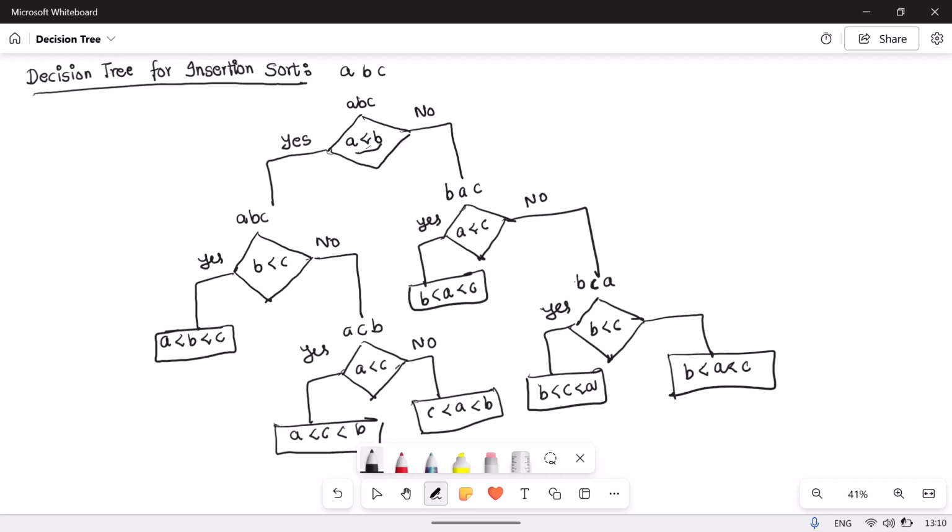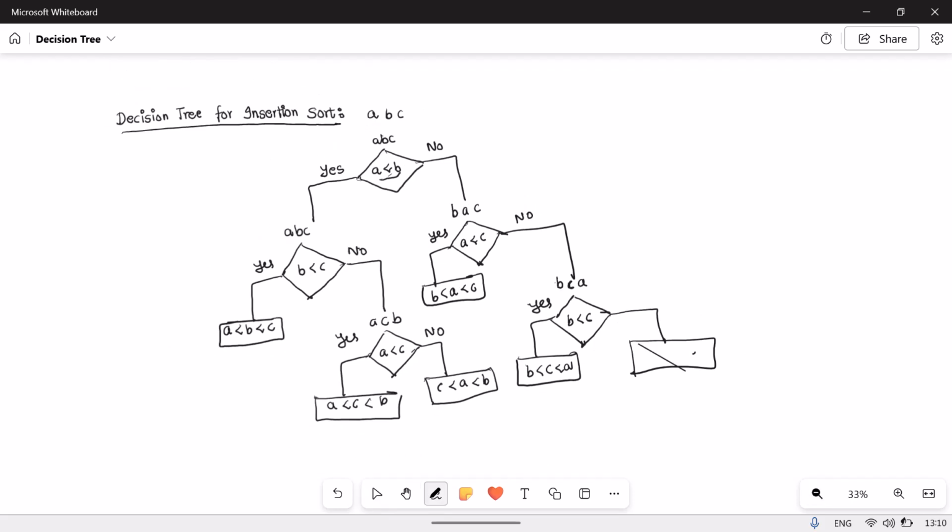Sorry, 1 minute. Here, if B is not less than C, that means C is the smallest, right? So C will come first, followed by B, then A. So this is for the insertion sort. Okay, this is how you do the decision tree for the insertion sort.